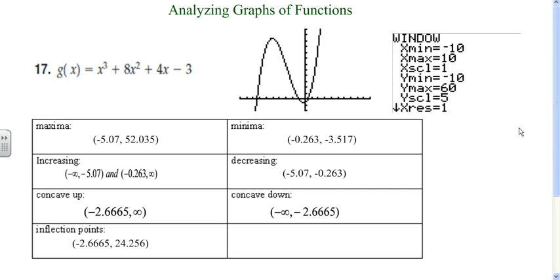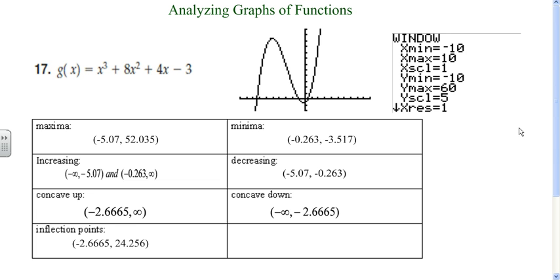In this lesson we are going to look at analyzing the graphs of functions, and we have some specific things that we are concerned about when we are graphing functions. I've listed them here, and I even have the answers for you that we're going to go through and look at on the calculator while we're doing them. We're going to find the maxima, minima, where the graph is increasing, decreasing. Look at concavity, when it's concave up and concave down, and then also look at the inflection points.